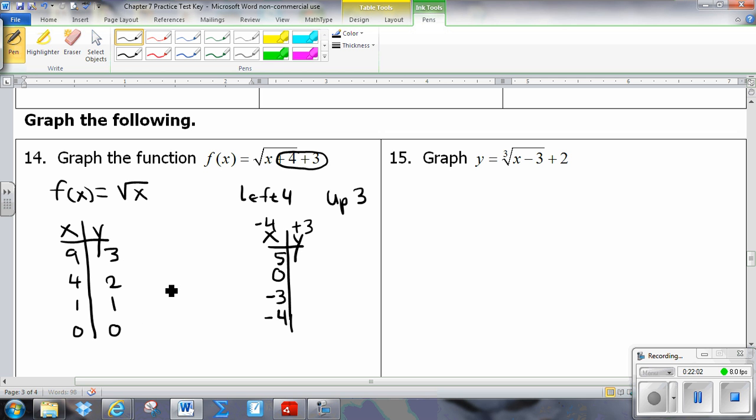Okay, now we're going to add 3 to our y's. So 3 plus 3 is 6. 3 plus 2 is 5. 3 plus 1 is 4. And 0 plus 3 is 3. So now you're just going to plot all those points and make your graph.